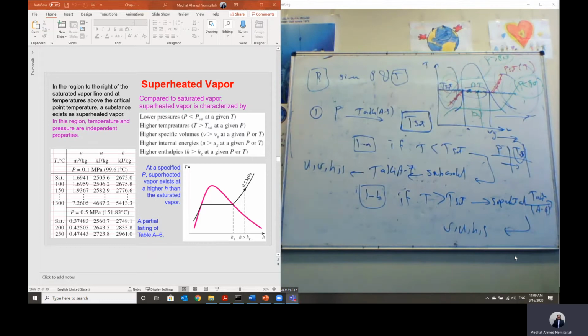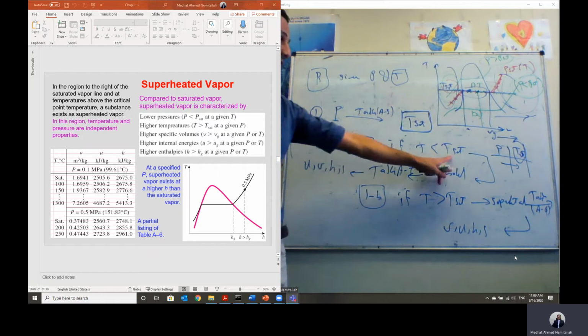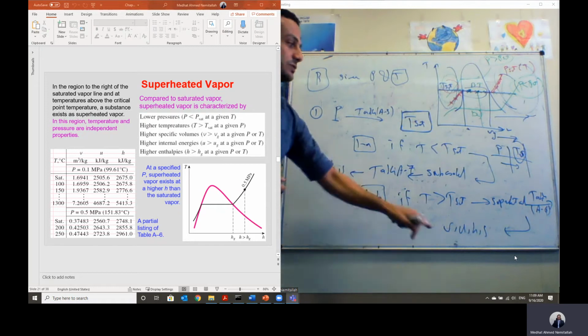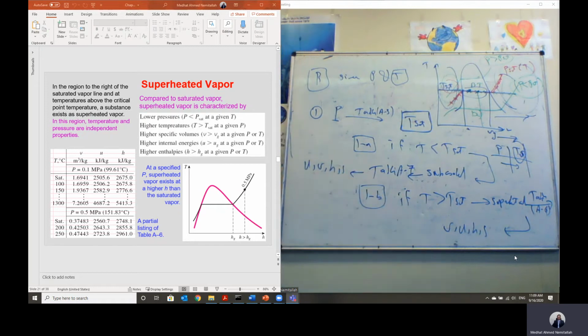But this is option number 1. When the pressure and temperature are given, I will take this pressure, get T saturation, and compare this T saturation with the given temperature. If it is less than T saturation, that means subcooled, and I will use table A7. If it is greater than saturation, it is superheated, and then I have to use table A6. So first of all, we have to check. If I'm giving two properties, I didn't say whether it is subcooled, saturated, or superheated.